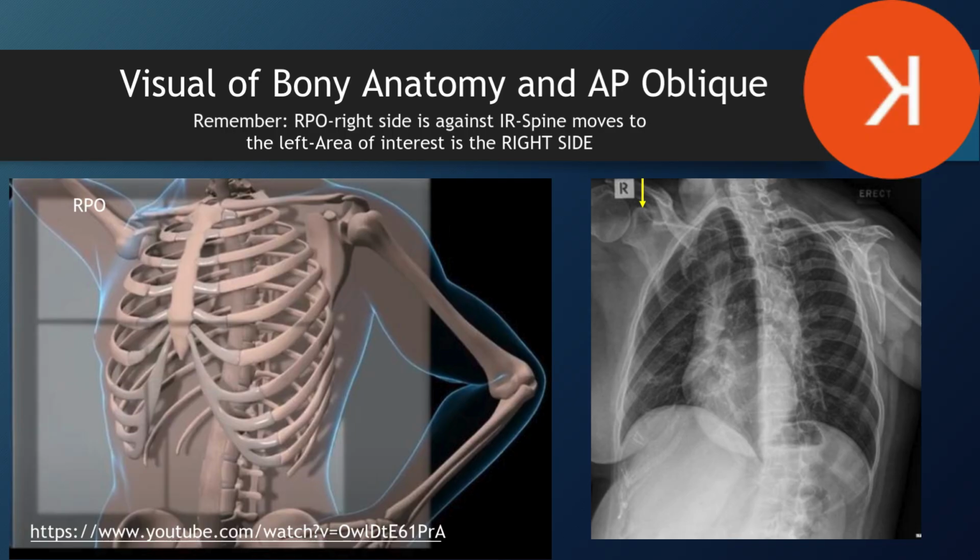So we have our visual here of the bone anatomy. Patient's right in a right posterior oblique position. We see the right side is against the image receptor. The spine moves to the left. The area of interest is the right side. And it's also shown in a chest AP oblique radiograph here. The patient is standing erect, if you guys can see. We have the right marker on the right side.